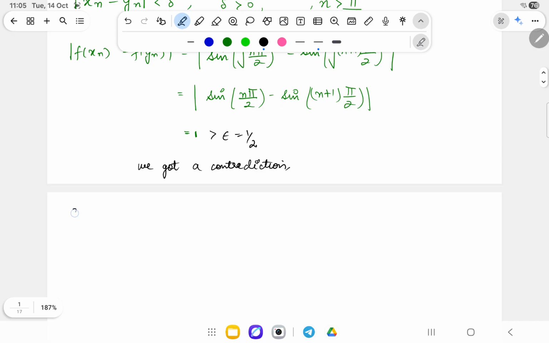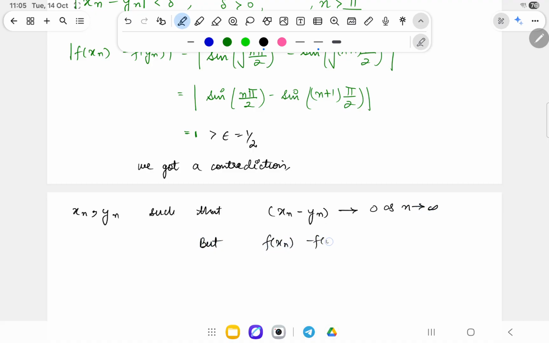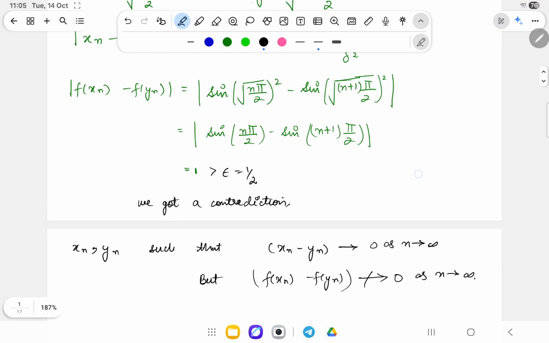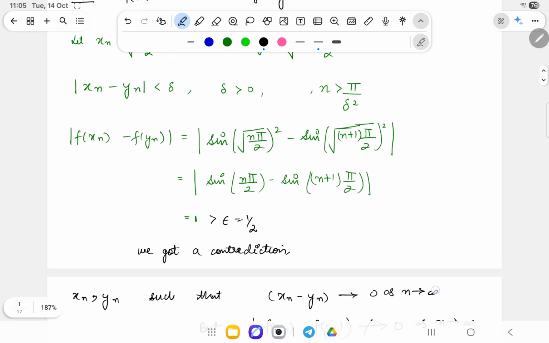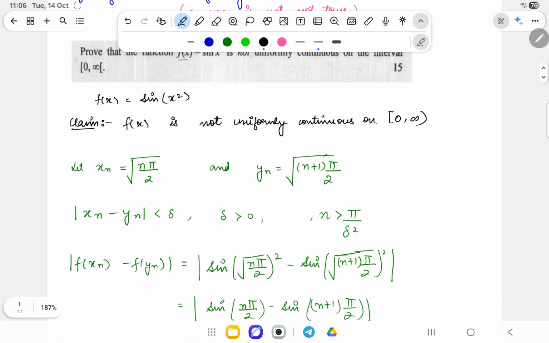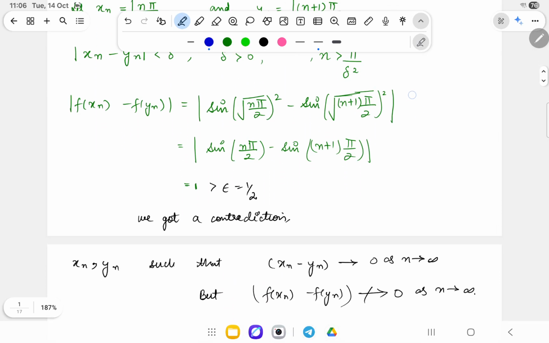Because we have two sequences xn, yn such that xn minus yn approaches 0 as n approaches infinity, but f(xn) minus f(yn) doesn't approach 0 as n approaches infinity. So we got a contradiction. Also, how do I know that this xn minus yn approaches 0?